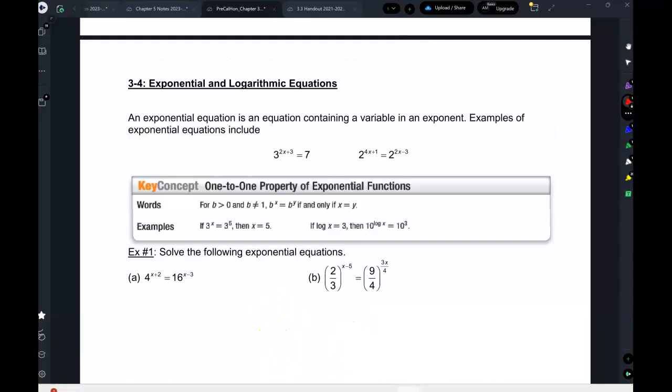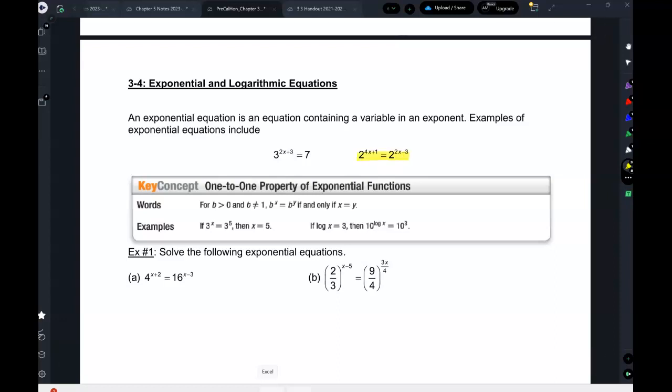We're going to be talking about exponential and logarithmic equations today. Again, it's going to be a very quick lesson because you will remember most of it from previous years, right? So an exponential equation is basically an equation that contains a variable as an exponent. And so take a look at these two different ones.